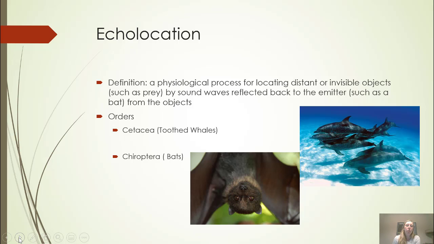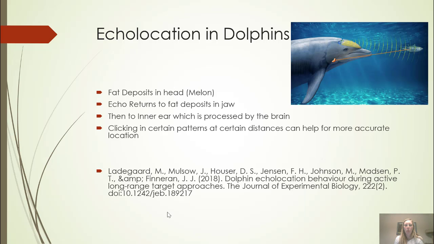There are 2 orders that utilize echolocation in mammals. Those include the toothed whales, such as dolphins, and then also bats. So I think it's pretty commonly known that these animals do use echolocation. So with echolocation in dolphins, it's kind of an interesting process.